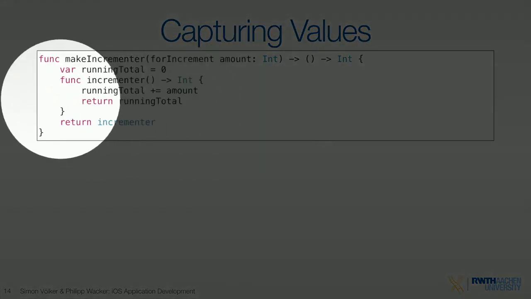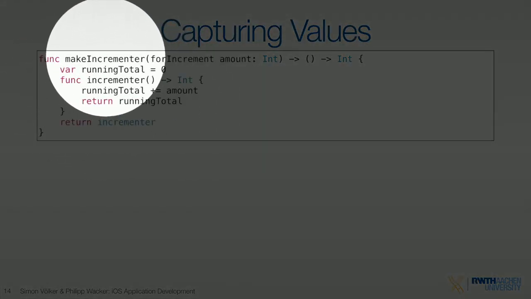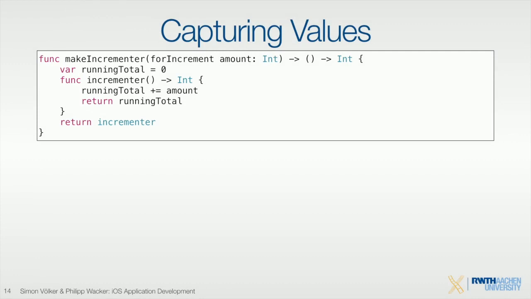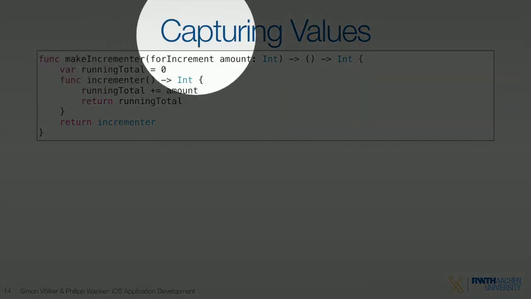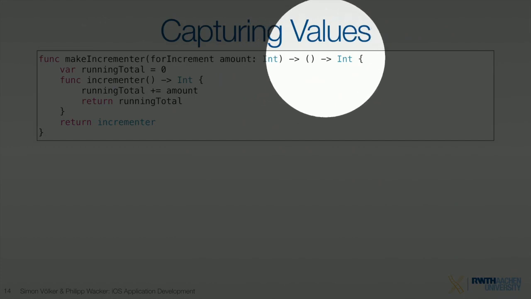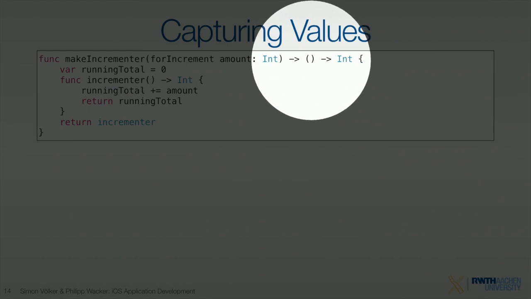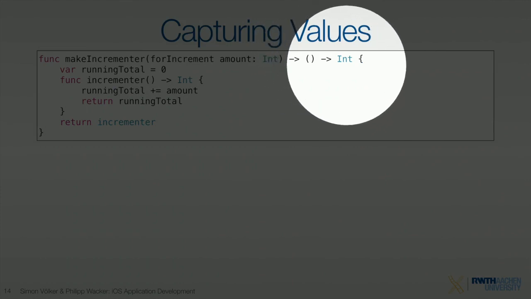Here we have a function that should create an incrementer for a specific amount. Meaning I want to get a function back that I can just call, and it has an added value. If I call it again, it has the value added again. So for my increment, I want to specify the amount, and the return type is then actually a closure that takes no argument but returns an integer.